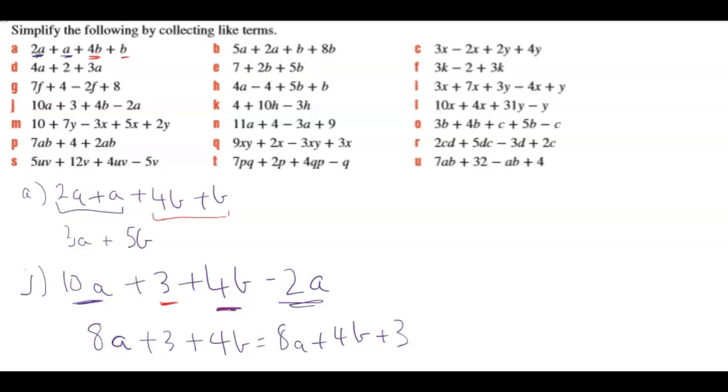Okay, it's just a way of nicely writing your mathematics. Okay, I want to do, I'm just looking here, I want to do R. So we've got 2CD plus 5DC minus 3D plus 2C. Make sure that stays in the screen. Okay, so here we've got CD, DC, a D, and a C. Now remember your pronumeral parts, it doesn't matter what order they are in as long as they contain the same pronumerals. So here we've got CD and here we've got DC, but they're like terms even though they're in a different order.